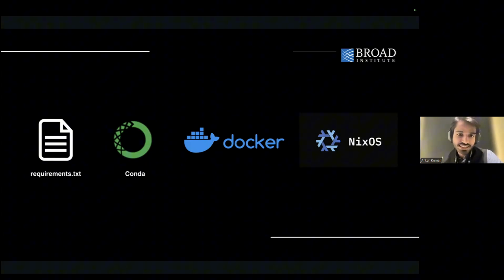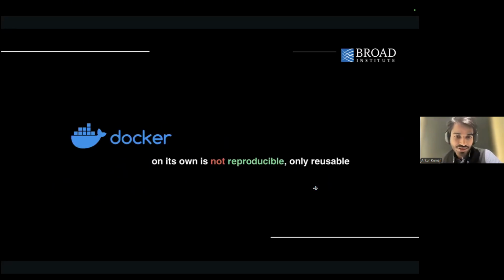There are a few key things that I would like to point out. Whenever you are working in this space, often people see Docker as the end game, that once you have your application Dockerized, that's it, right? But if you dig deep, Docker on its own is not reproducible. It's only reusable. So the images you have on Docker Hub, you can reuse again and again. That's fine.